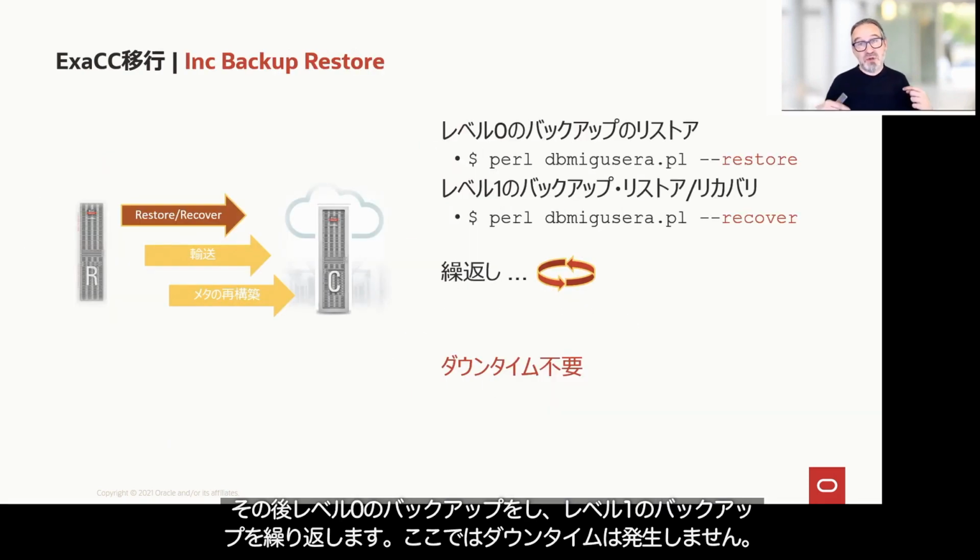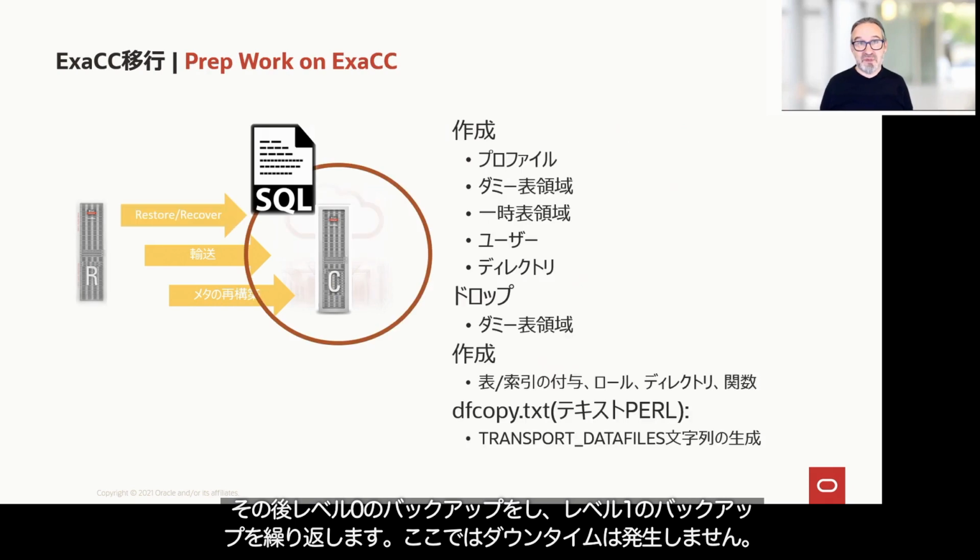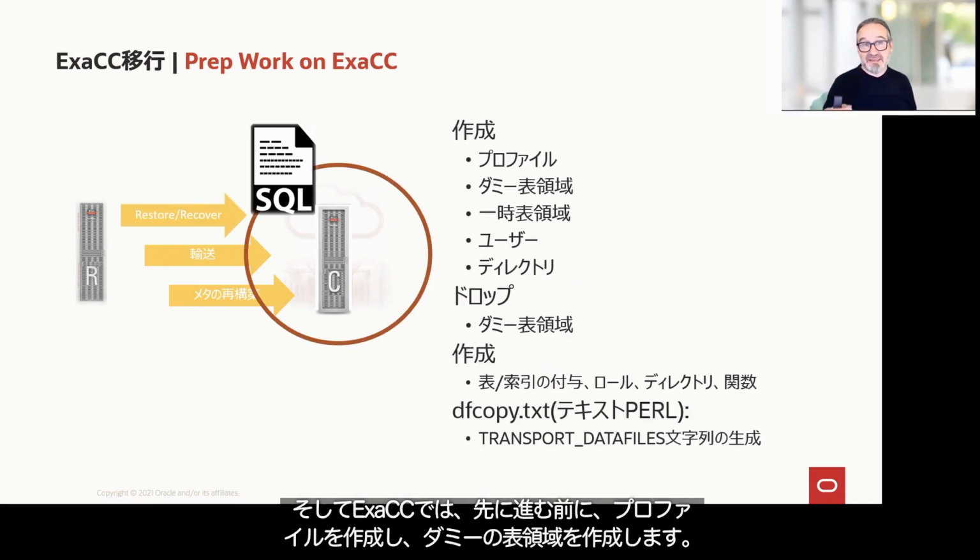Then we do the level 0 backup, the level 1 backups, and repeat that. No downtime involved here. And on the ExaCC, before we can go forward now, we create profiles and we create dummy table spaces.